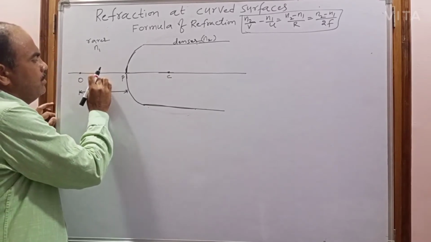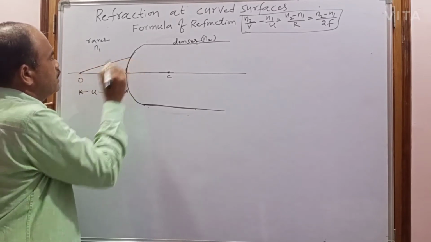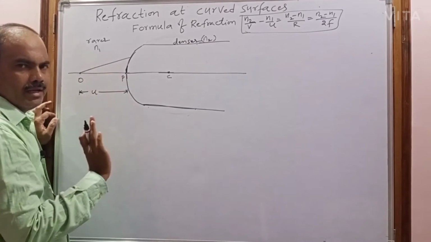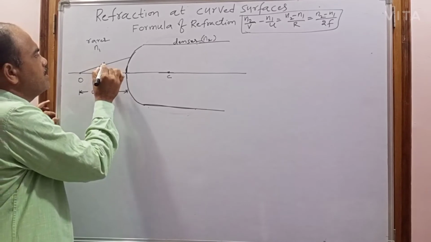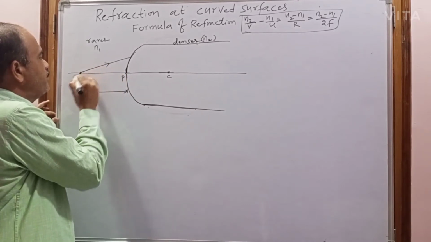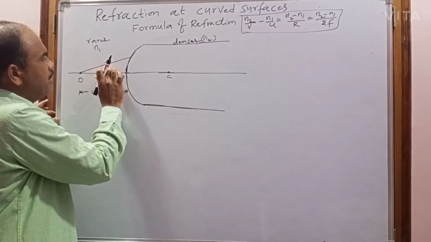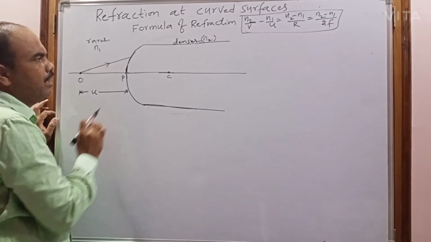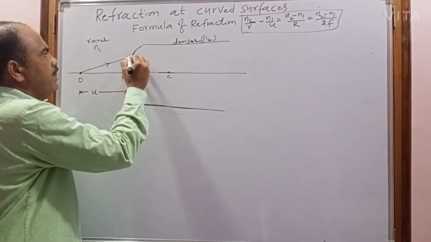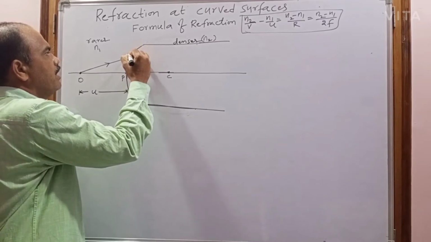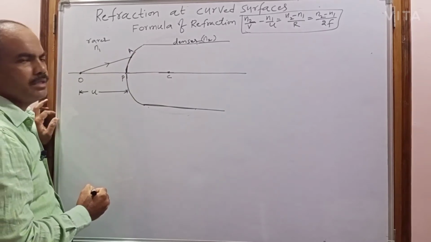To explain that, I am taking one incident ray coming from the object. You can take the incident ray in any direction, above or below the principal axis. This incident ray coming from the object O is incident on the curved surface. It is traveling in the rarer medium and is incident on the curved surface separating the rarer and denser medium at a certain point, which we call A. A is the point of incidence.